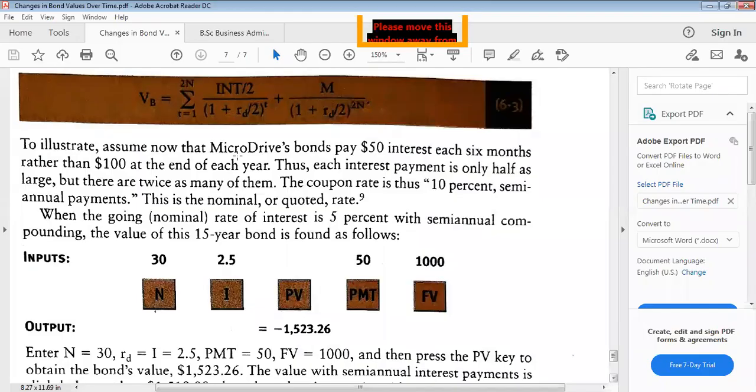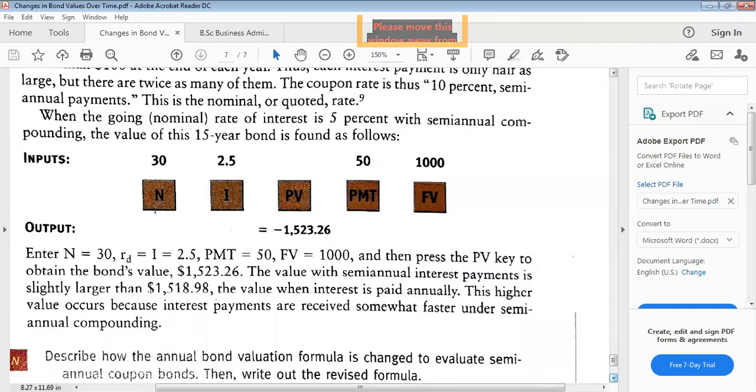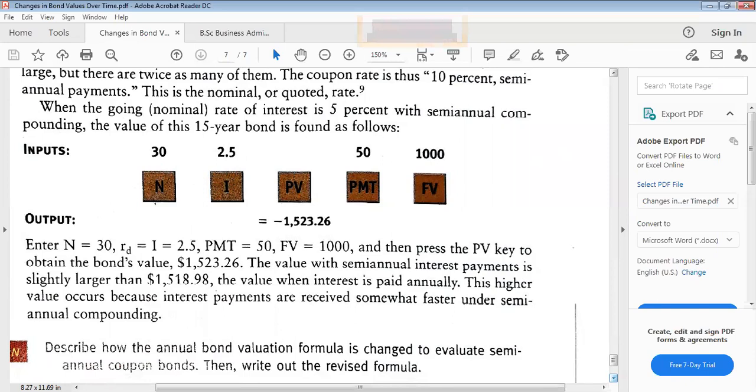To illustrate, assume now that Microdrive's bonds pay $50 interest each 6 months rather than $100 at the end of each year. Thus, each interest payment is only half as large, but there are twice as many of them. The coupon rate is thus 10%, semi-annual payments, this is the nominal rate or quoted rate. When the going rate of interest is 5%, semi-annual compound, the value of this 15-year bond would be found as follows. Using Excel, this is the figure for the bond, $1,523.26. All right.